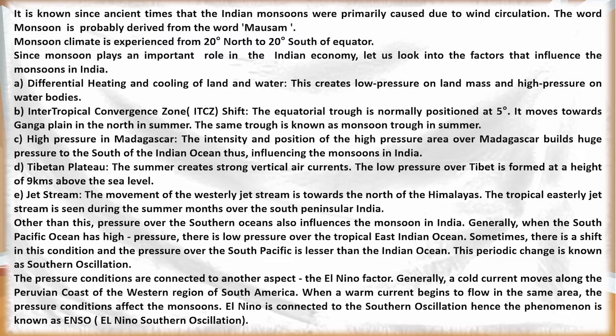Another important aspect about periodic conditions is the El Nino factor. Normally, a cold current moves along the Peruvian coast of the western region of South America. When that area is affected by warm currents, the pressure conditions affect the monsoons. El Nino related to southern oscillation is called El Nino Southern Oscillation or ENSO.